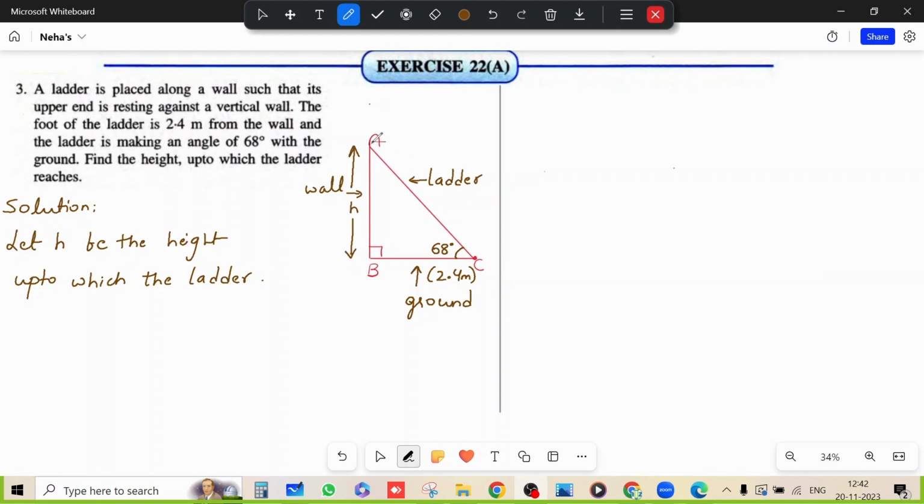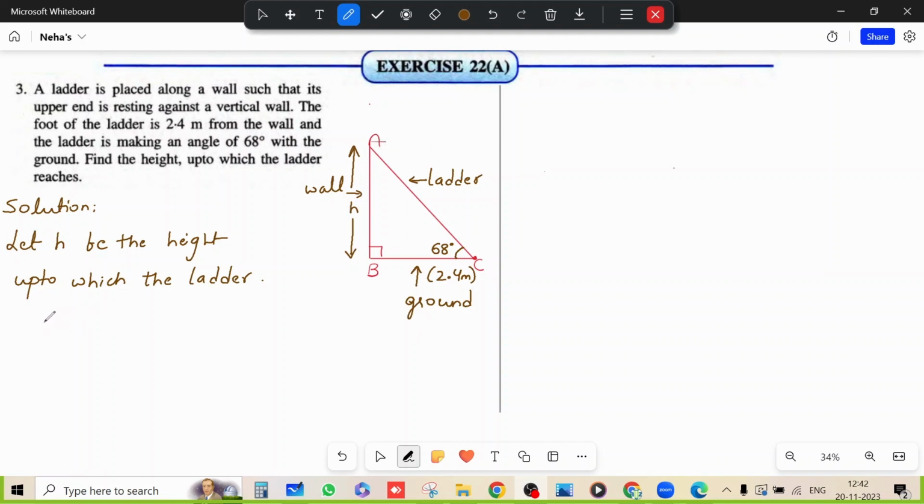So here we can consider that AB is the wall, BC is the ground, and AC is the ladder, and we have to find up to which height the ladder reaches on the wall, that is this height. So let us consider, let h be the height up to which the ladder reaches. The distance between the wall and the foot of the ladder is given as 2.4 meter, and we are going to consider angle ACB as 68 degree because the angle of elevation is given as 68 degrees.